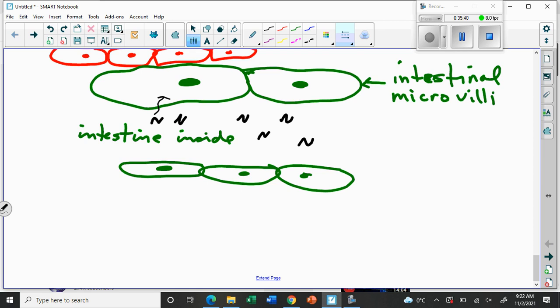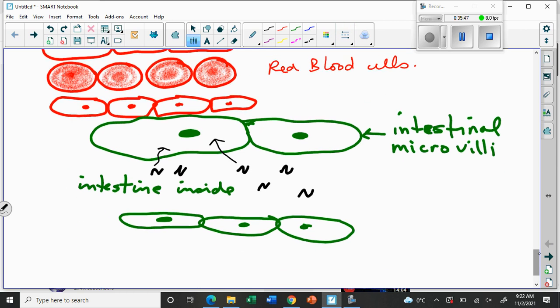So the nutrients begin to be pulled into the cells of the microvilli. Then they have to be moved, so they go inside here. Then they have to be loaded through the cells like this that line the capillary. And then they have to be pushed right into the bloodstream.